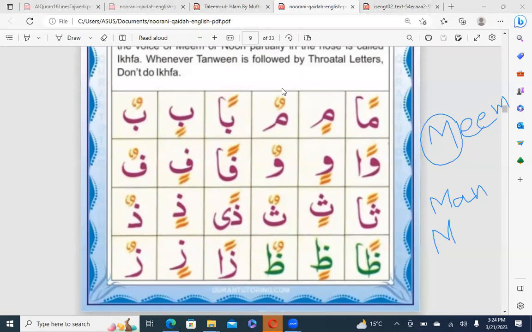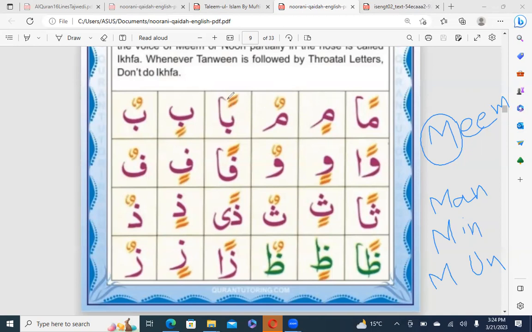So min, min, and the sound of two zamma is un. So mun, mun. Man, min, mun.